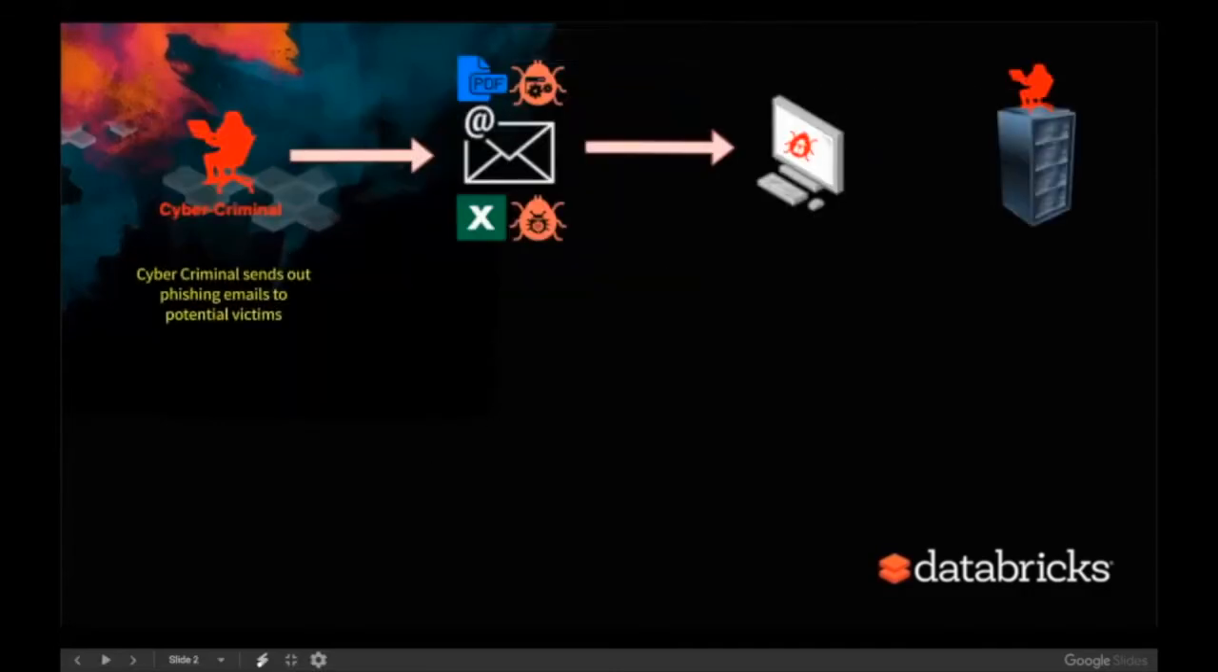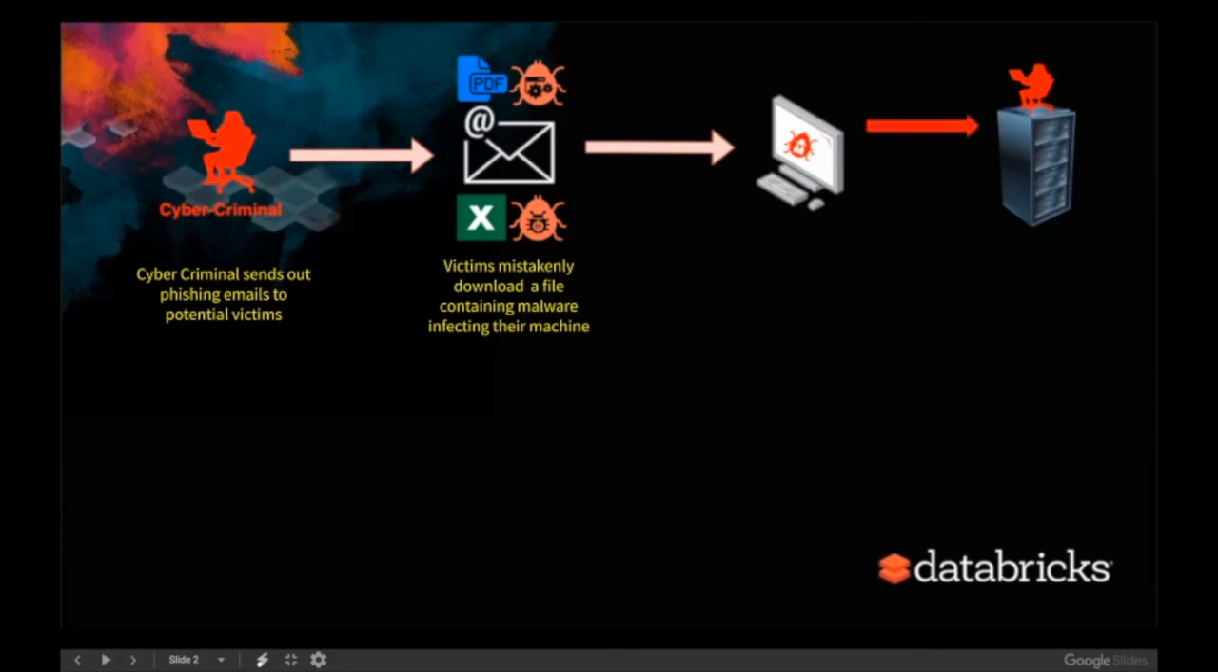I'll start off by discussing the typical workflow of how malware infects a computer and where the DGA, domain generating algorithm, mechanism kicks in. So what you'll have is a cyber criminal. They'll send out a phishing email to potential victims. The victim will mistakenly download a file containing malware, infecting their machine if they open up that email.